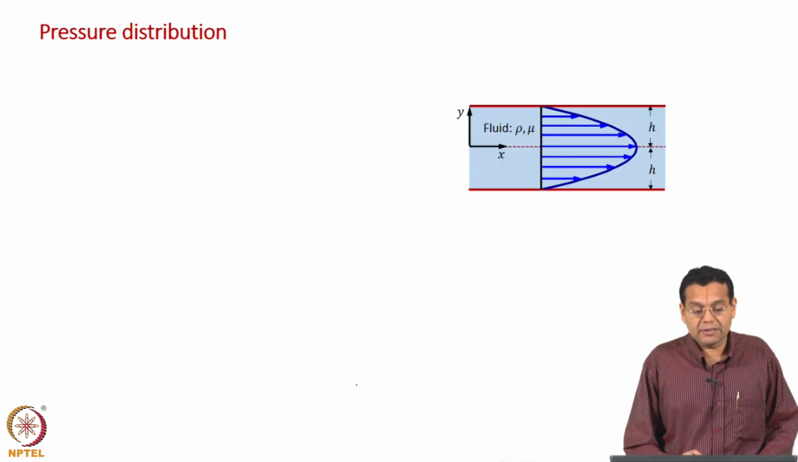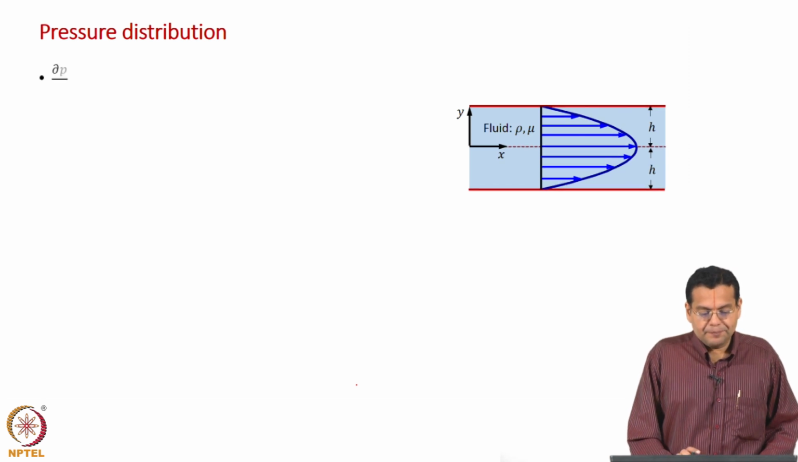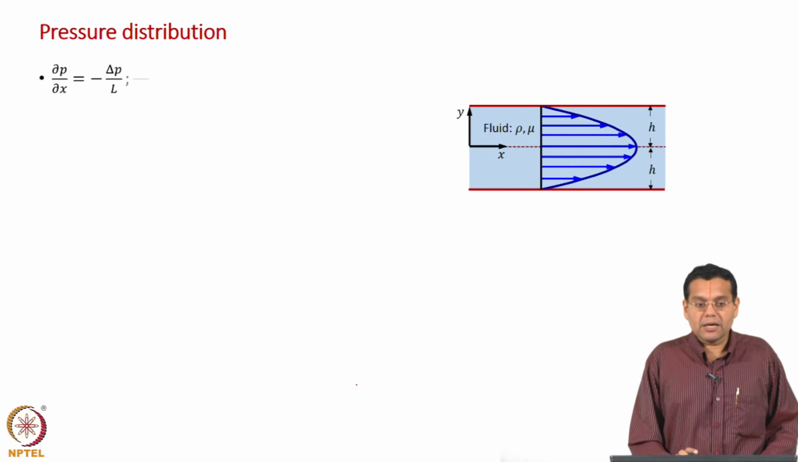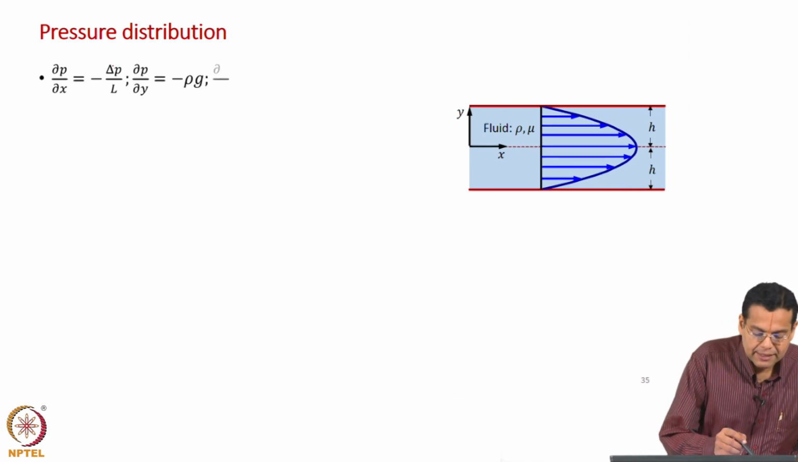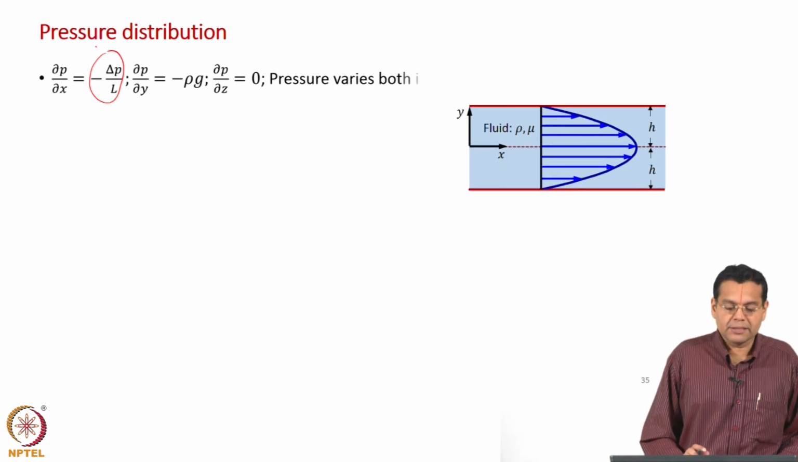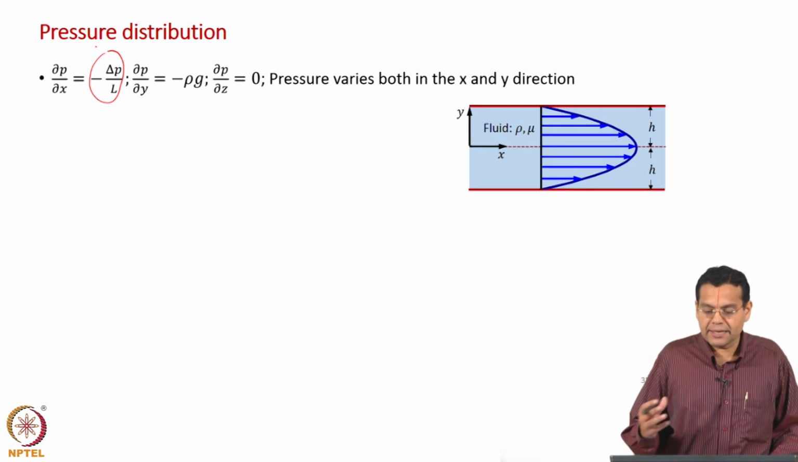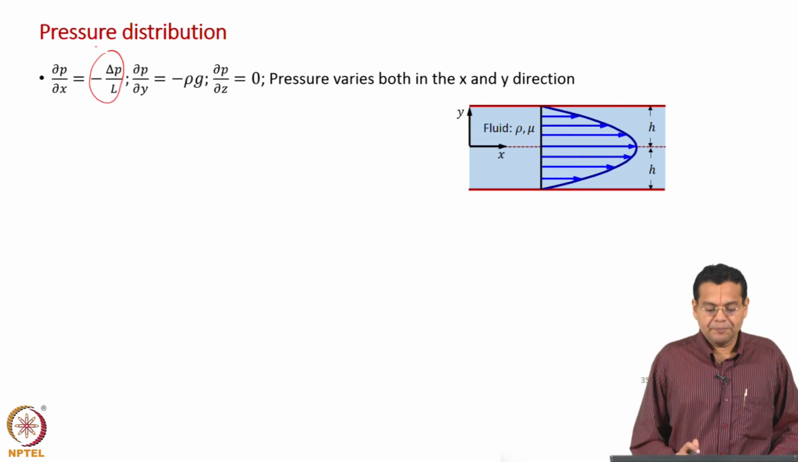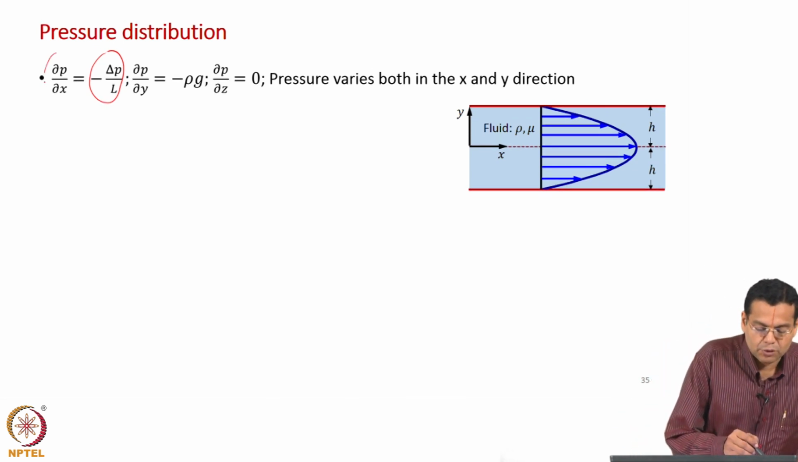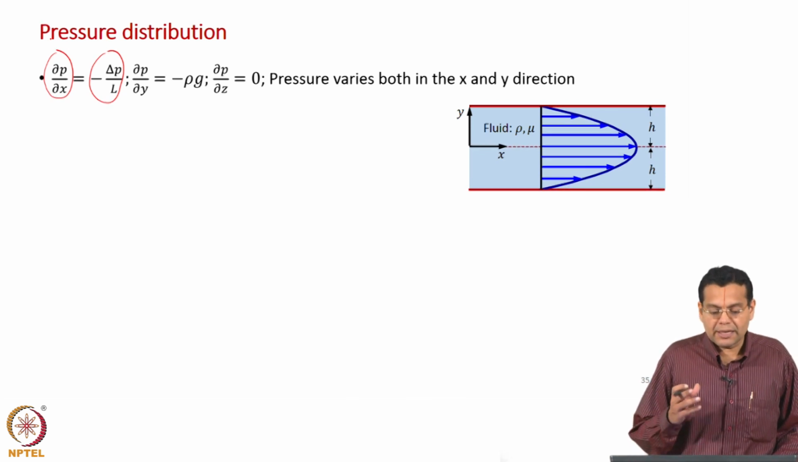We can also derive the pressure distribution. Let us do that. Dou P by dou x is equal to a constant, and I have written that as minus delta P by L. This is what we have seen. We said minus dou P by dou x is equal to delta P by L. I have now written it as an expression for dou P by dou x, because we are going to evaluate the pressure distribution. We need expressions or values for the pressure gradients along the x, y, z directions. That is why I have written dou P by dou x is equal to minus delta P by L, and delta P by L is a constant.